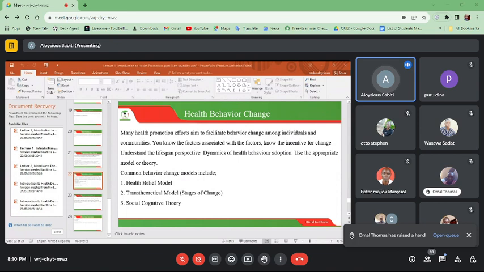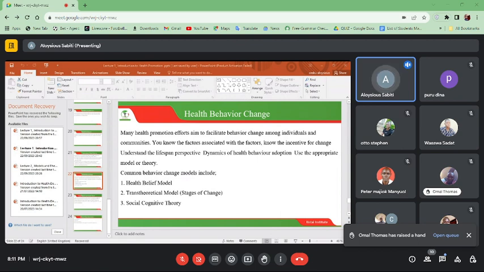Then the sixth one is self-efficacy. They believe in one's ability to perform a specific behavior successfully. So the individuals believe that I can actually take this jab. This is the last construct of the health belief module.